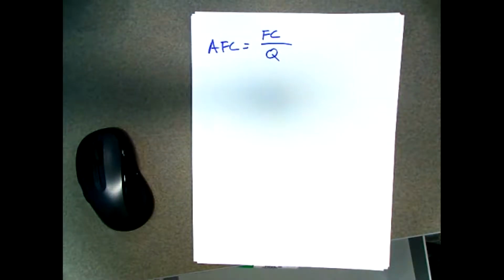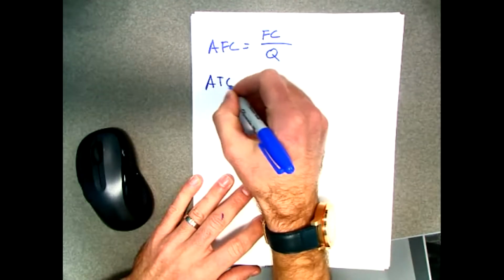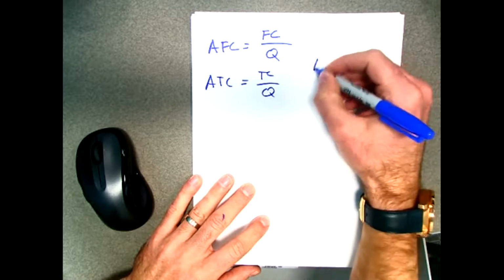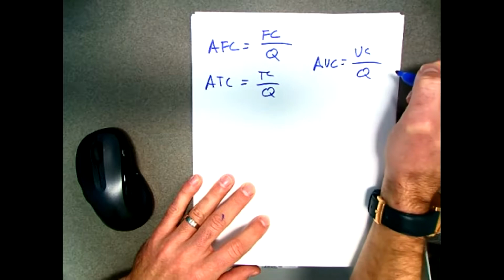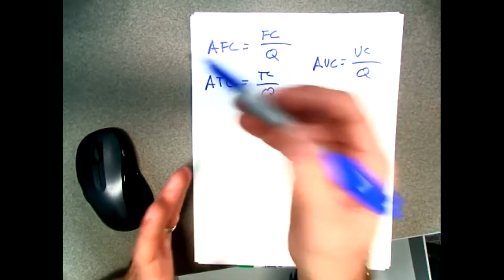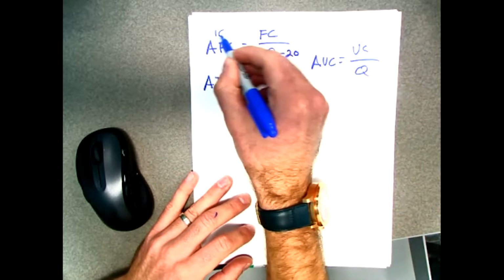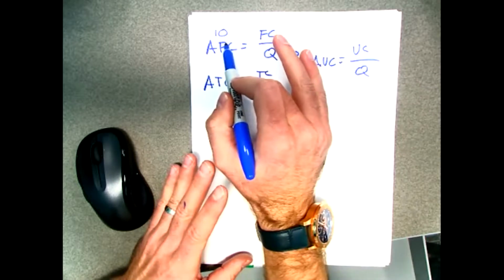If I'm producing 100 units, then that fixed cost gets shared across more units than if I'm only producing 10. Anytime we want an average total cost, that's just total cost over quantity. If I want an average variable cost, that's just variable costs over quantity. So here I had a quantity of 20 and an average fixed cost of 10.